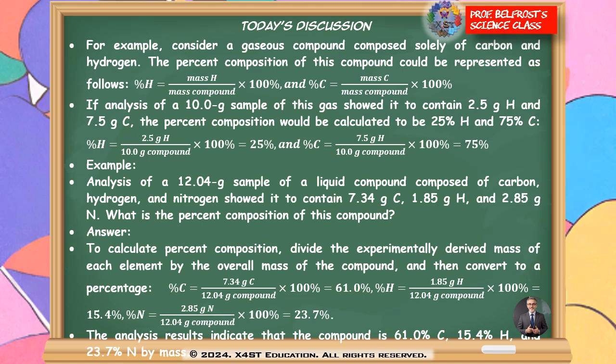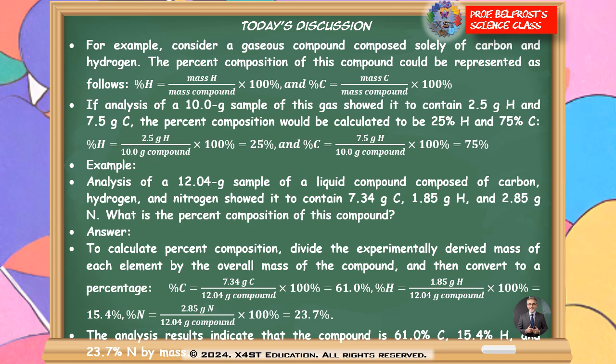So let's step to another example, which is a more focused one. Analysis of a 12.04 gram sample of a liquid compound composed of carbon, hydrogen, and nitrogen shows that it contains 7.34 grams of carbon, 1.85 grams of hydrogen, and 2.85 grams of nitrogen. So what is the percent composition of this compound? Here's the solution. You just need to use the same formula as before.